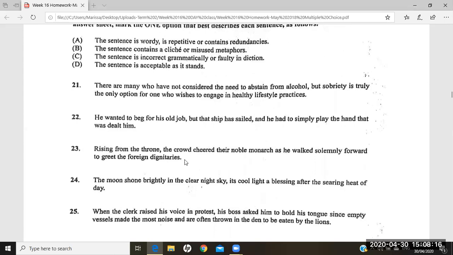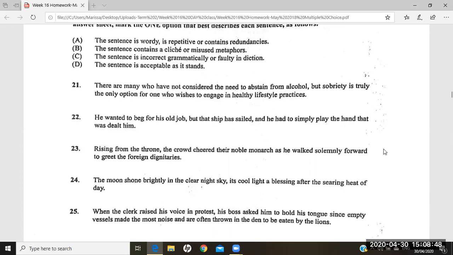23 says, rising from the throne, the crowd cheered their noble monarch as he walked solemnly forward to greet the foreign dignitaries. So, Hania, what did you have for 23? You had D, no error. Rising from the throne, the crowd cheered their noble monarch as he walked solemnly forward to greet the foreign dignitaries.